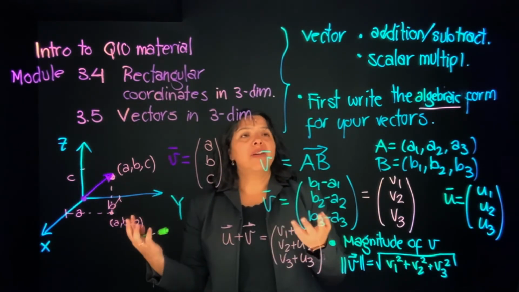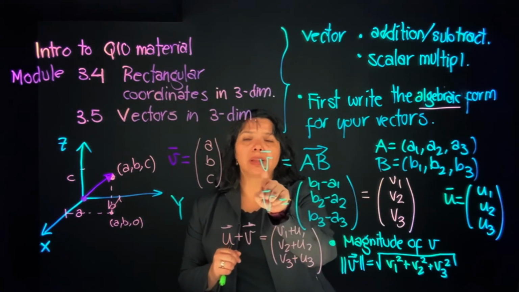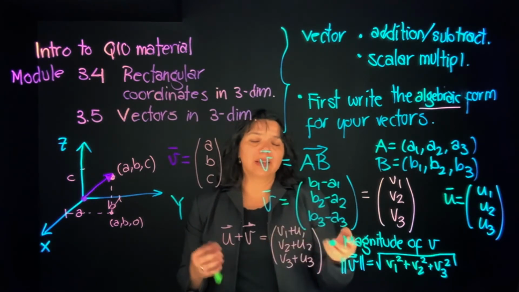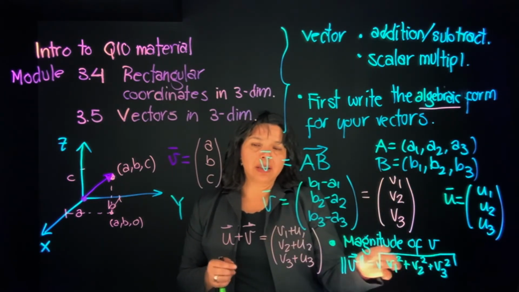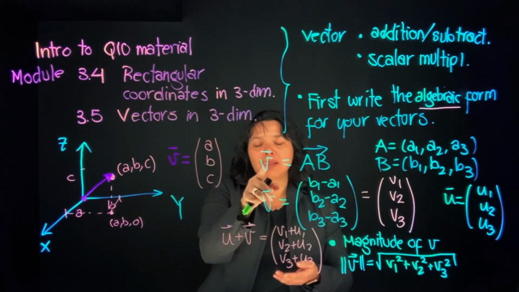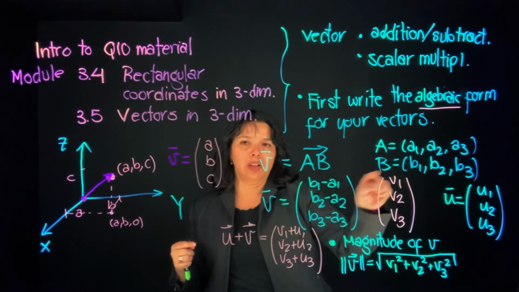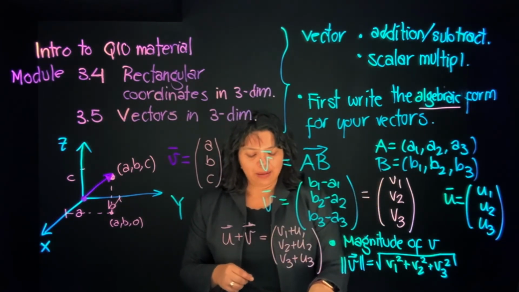Again, if I want to build a unit vector with the same direction as V, the only thing that I need to do is take V and divide it by its magnitude, and that will give me a unit vector in the same direction as V. The opposite direction would be changing the signs to the opposite of the signs that V has.